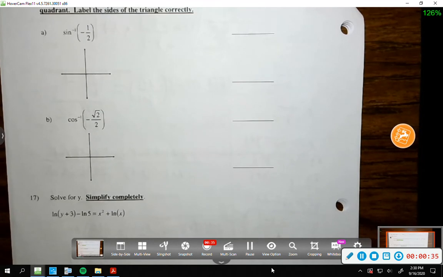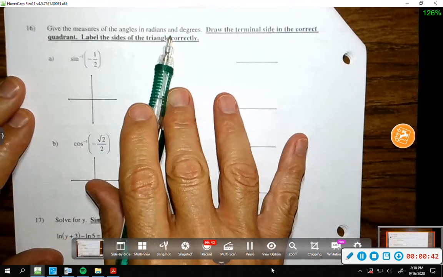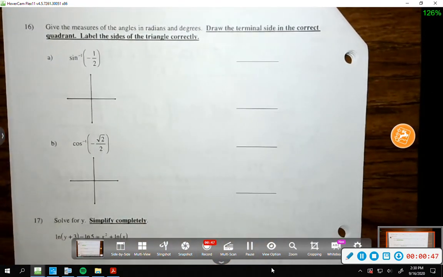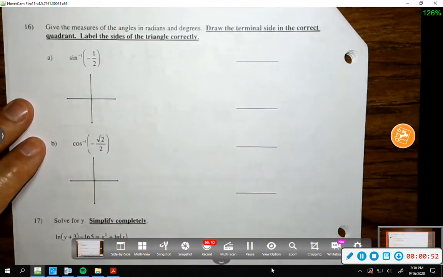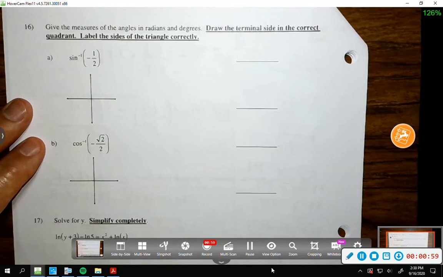Okay? This will be on the test because I need to make sure that students know how to reduce inverse sine, inverse cosine problems to the correct quadrant. In all likelihood, they're both going to be negative because that's where the problem usually comes in. So read the directions. Give the measures of the angles in radians and degrees. I probably shouldn't have asked for degrees, but here it is. Draw the terminal side in the correct quadrant. Label the sides of the triangle correctly.